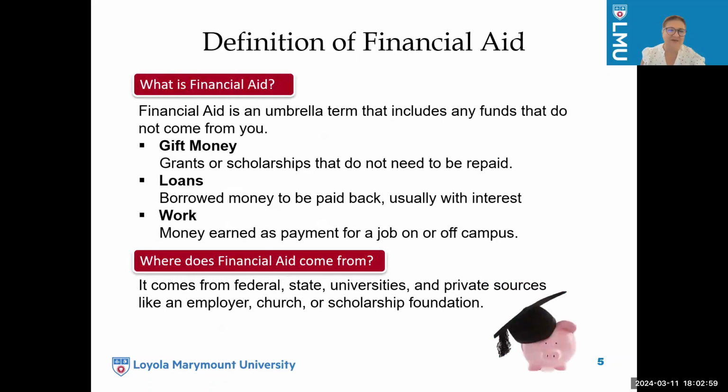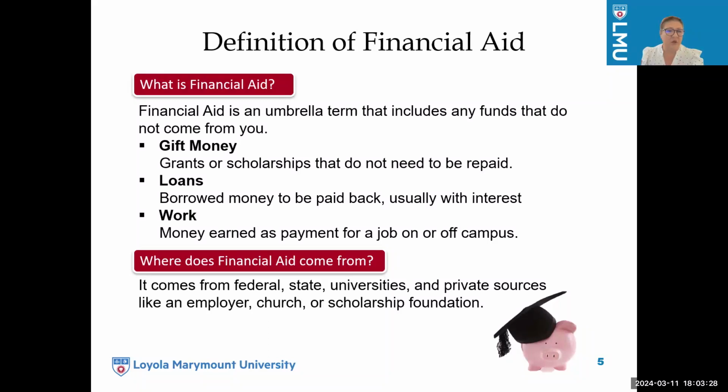Okay, so let's talk about the definition of financial aid. What is financial aid? Financial aid is an umbrella term that includes any funds that do not come from you to cover your institutional charges from a university, book supplies, tuition charges. And that could include gift money, grants or scholarships that do not need to be repaid, which is the best kind of financial aid you could receive.